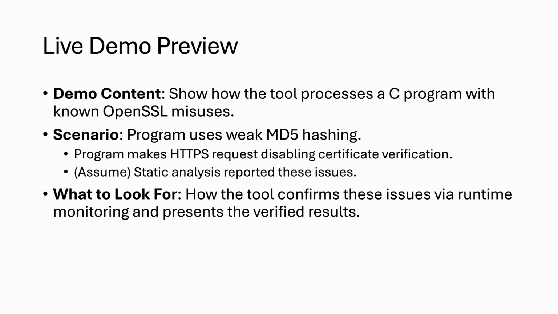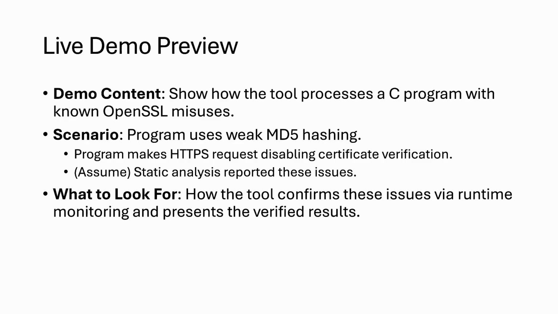Alright, theory is one thing, but let's see the action. I'm now going to demonstrate the dynamic verification tool we built. For this demo, we'll use a simple C program that intentionally includes a couple of common OpenSSL misuses we discussed earlier. It might also contain correct usages. We'll assume a static analysis tool has already run on this code and produced a report. What you are about to see is our dynamic verification tool taking that hypothetical static report as input.